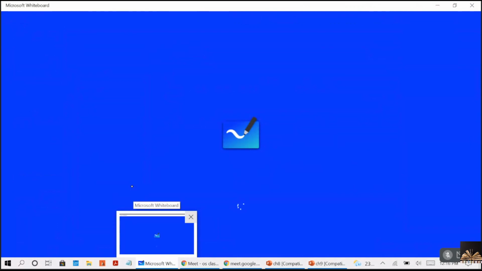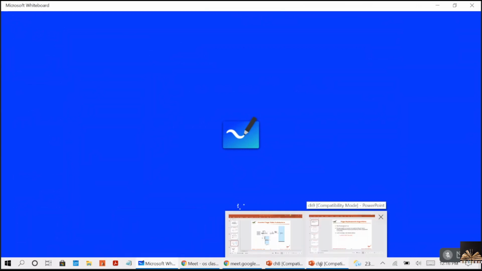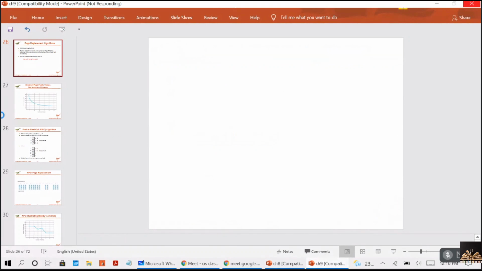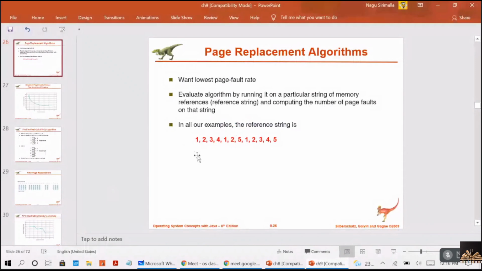You understand my concept, right? Whatever page loaded first will be taken out first. So try to solve it for this sequence with frame number 3 as well as frame number 4. Take the sequence 1 2 3 4 1 2 5 1 2 3 4 5.